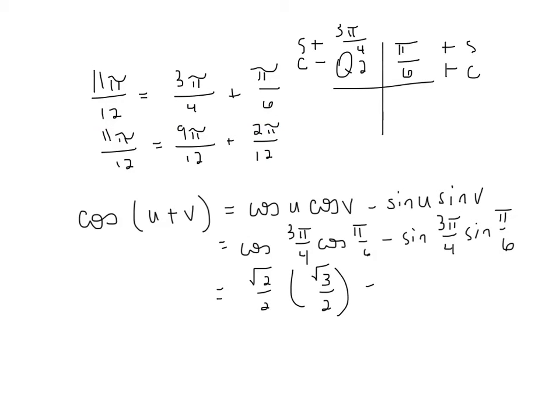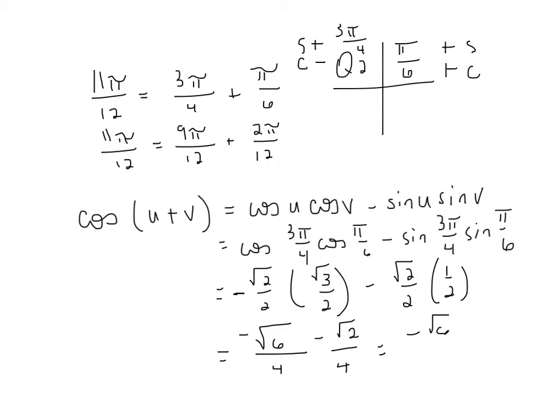Minus, and then the sine of 3 pi over 4, the cosine of 3 pi over 4 was negative. And then the sine of 3 pi over 4 is positive, so that's square root of 2 over 2. And sine of pi over 6 is 1/2, so I write it like this. And I end up having negative the square root of 6 over 4 minus the square root of 2 over 4. So your answer is negative square root of 6 minus square root of 2 over 4. And that's for the cosine.